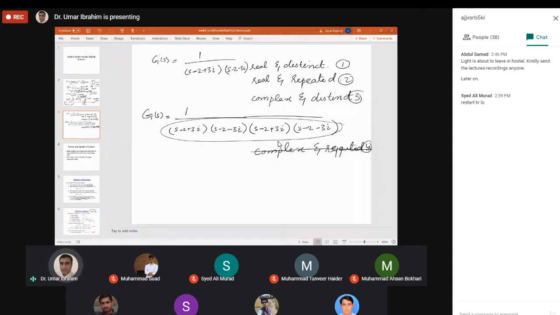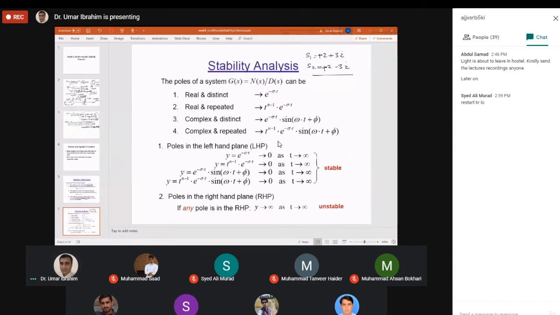These three correspond to the three conditions of a second order system. Number 1, real and distinct means overdamped system. Real and repeated means critically damped system. Complex and distinct means underdamped system. So let's come back to our slide.